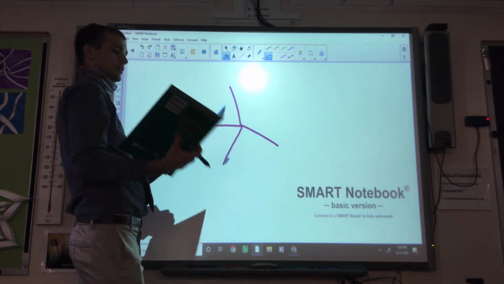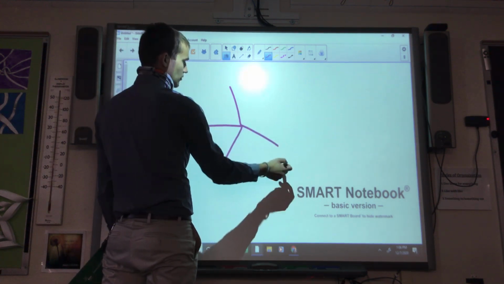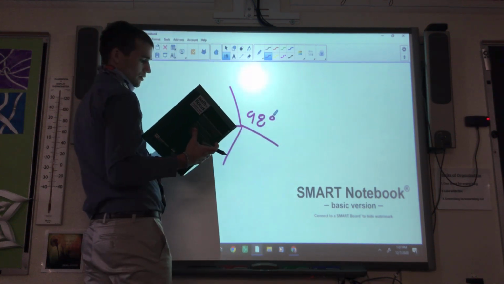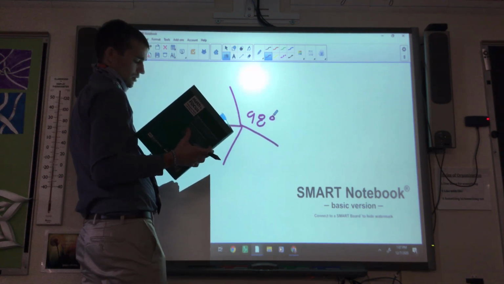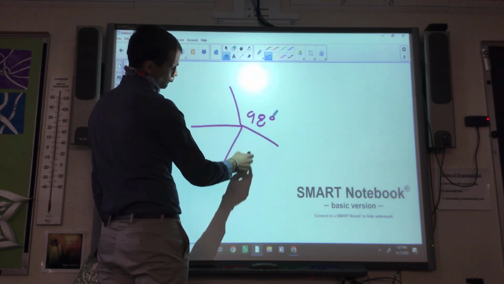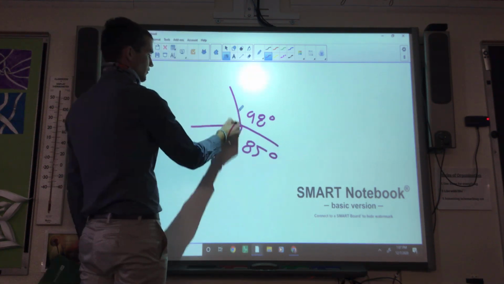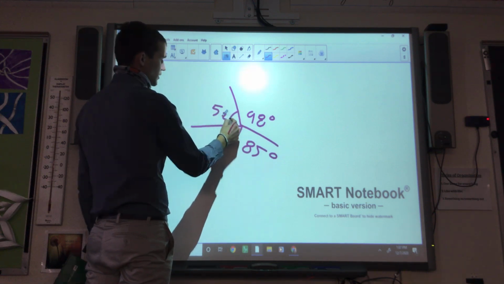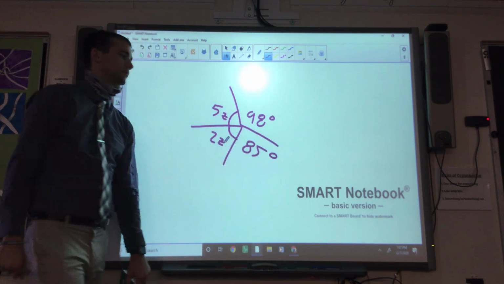Got stuff like this, and it might tell you, hey, this one's 98 degrees, and this one is, make up a number, 85 degrees, and then it says this one is 5z, and this one is 2z. How do I figure that one out?